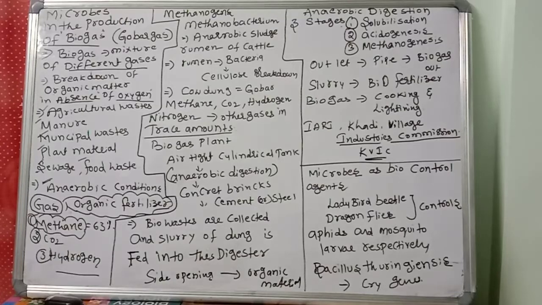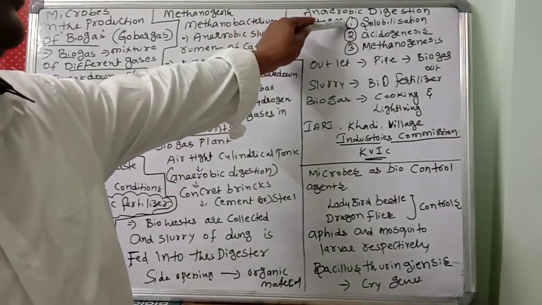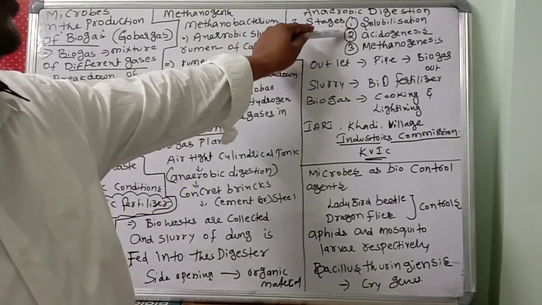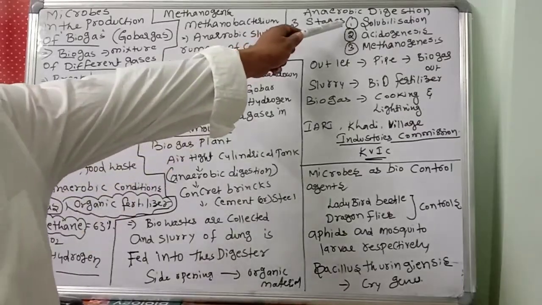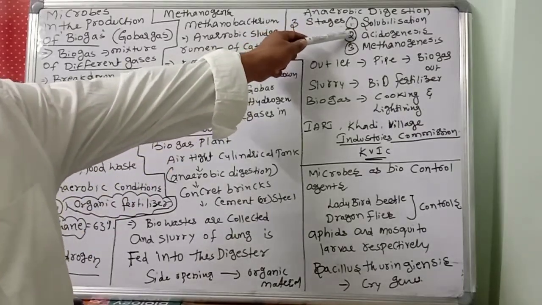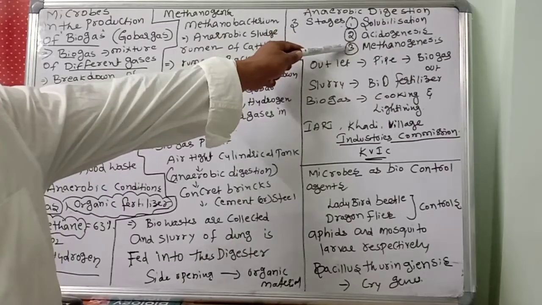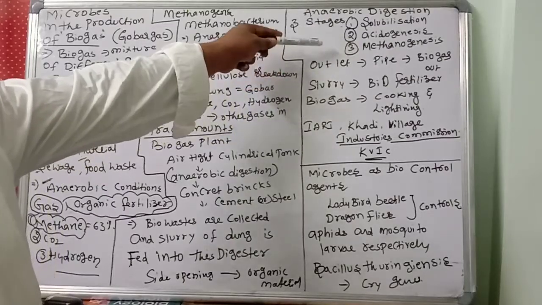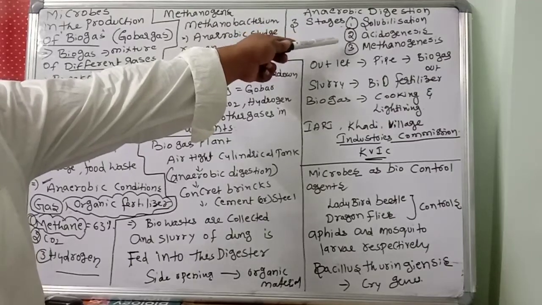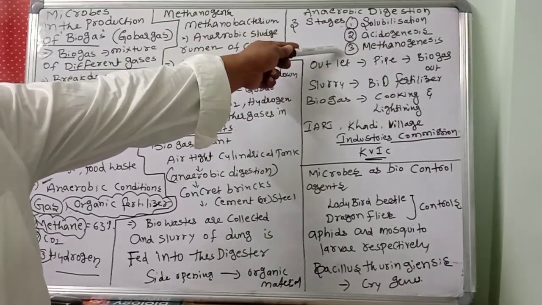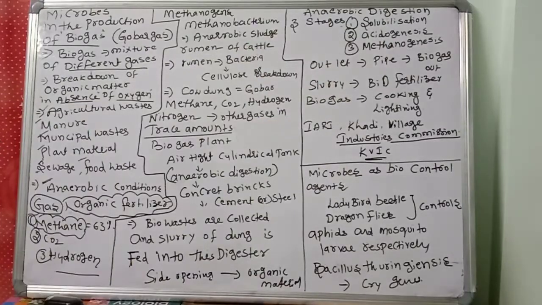Number one, solubilization, acidogenesis and methanogenesis. What do you call the first one? Solubilization, acidogenesis and methanogenesis. So first the solubilizing takes place, then acid production takes place later, and in methanogenesis, methane gas production takes place.